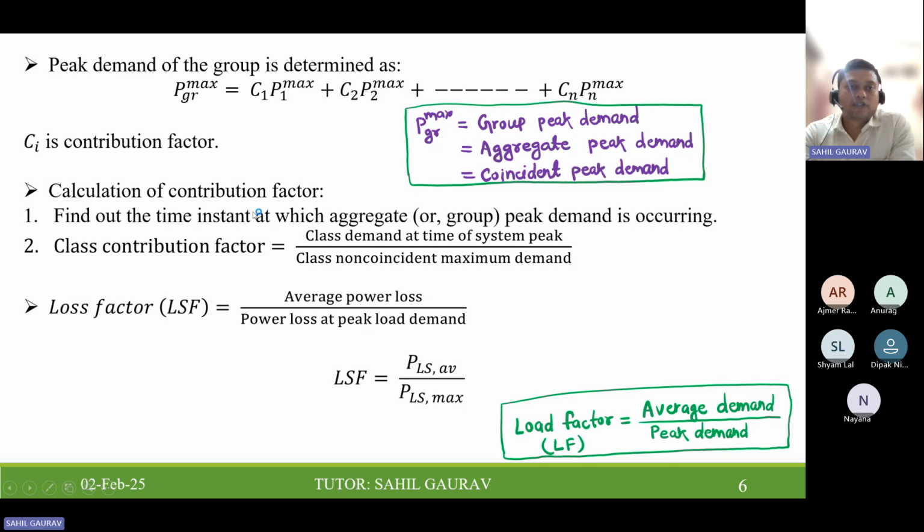Now you can also calculate the contribution factor if you are provided a table for finding the load curve, meaning for different load durations they have given the power consumption. Based on the table, you can find the contribution factor by following these two steps. The first step is to find the time instant at which the group peak demand is occurring. Based on that instant of time, you can find the class contribution factor by using this expression.